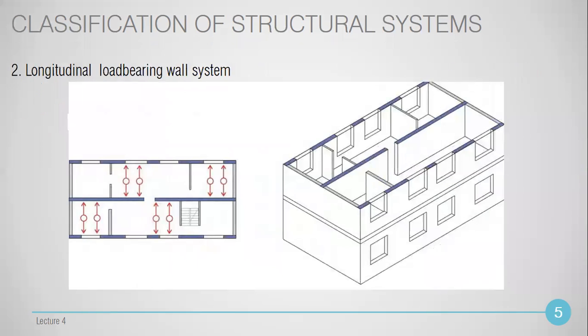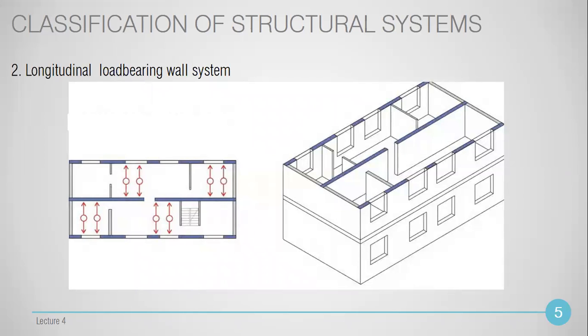The next one is the longitudinal load-bearing wall system. So the second system is the one with longitudinal bearing walls. The distances in this case are the same as in the previous system, with the only difference that the system is extremely flexible. This means that housing units structured with this system can be changed over time. So why is it flexible?